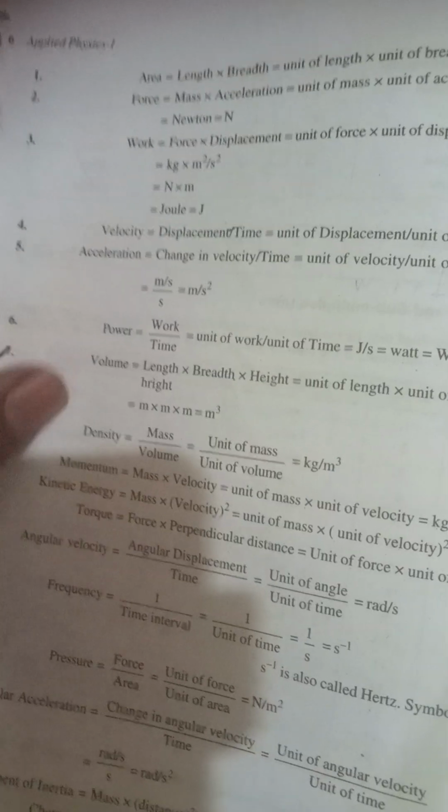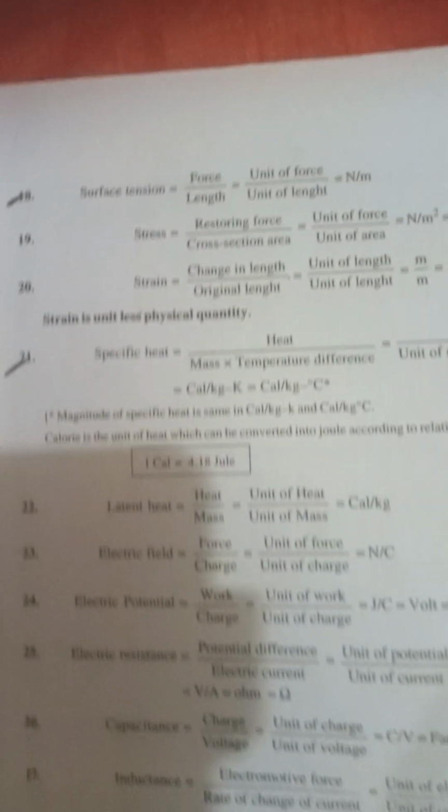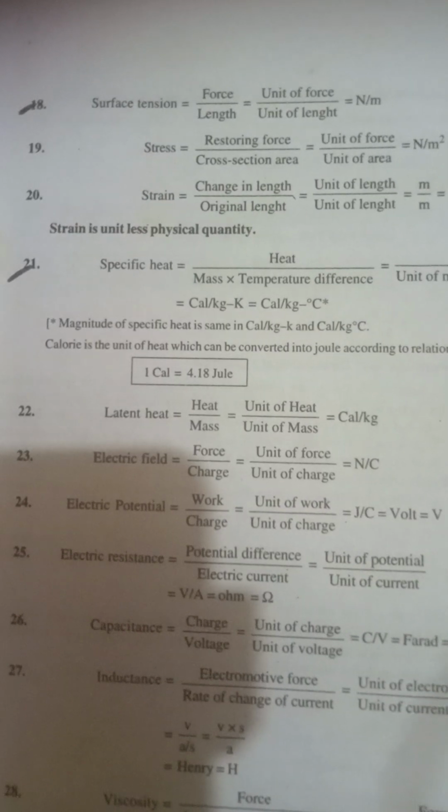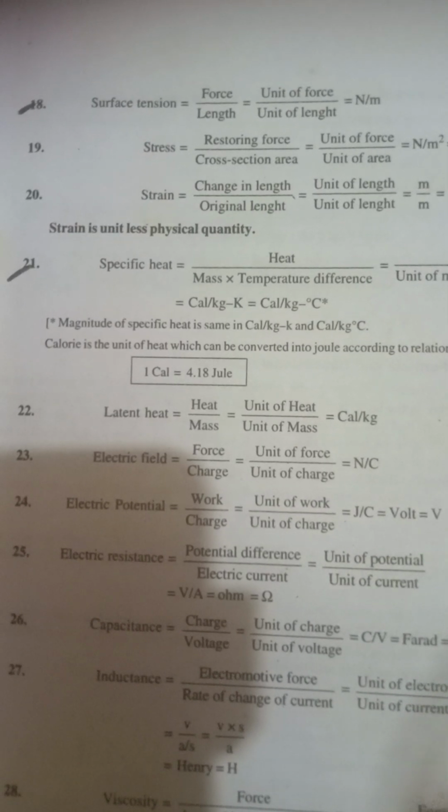Surface tension is equal to force upon length, unit of force upon unit of length, Newton per meter. Stress is restoring force upon cross-section area, unit of force upon unit of area, Newton per meter square, equal to Pascal. Strain is change in length upon original length, unit of length upon unit of length, meter upon meter, is equal to 1.